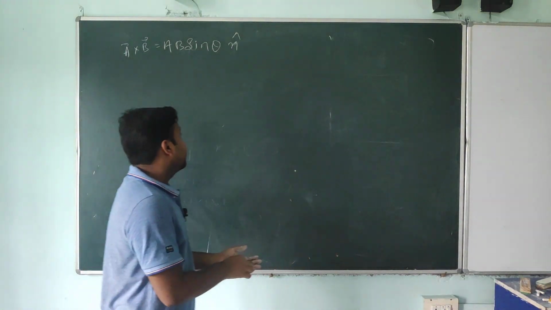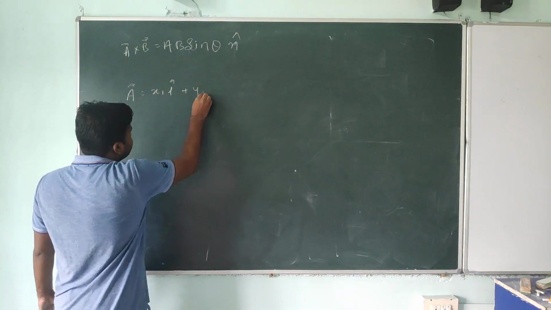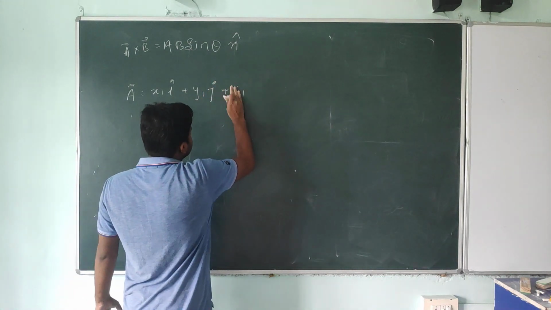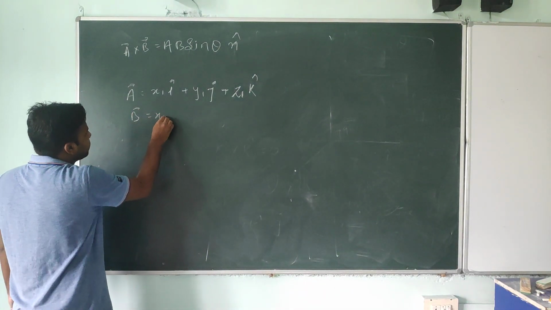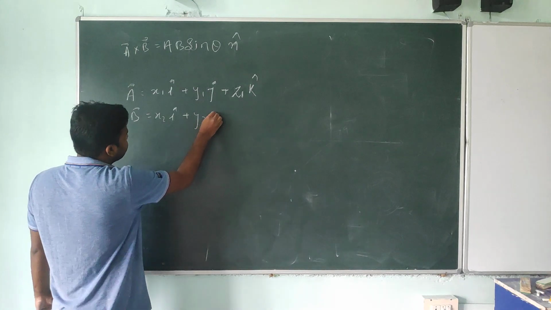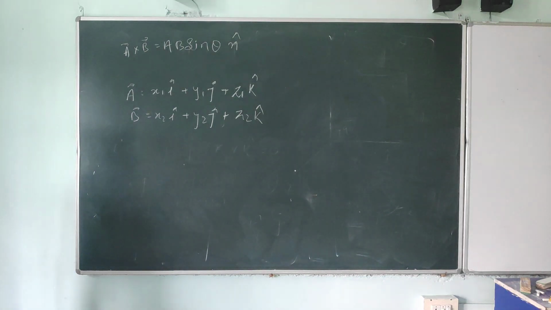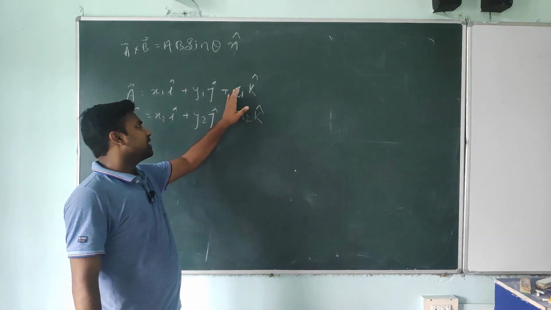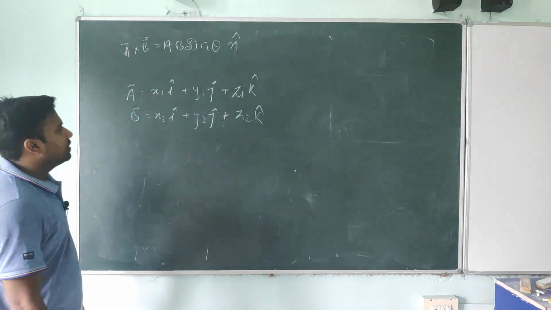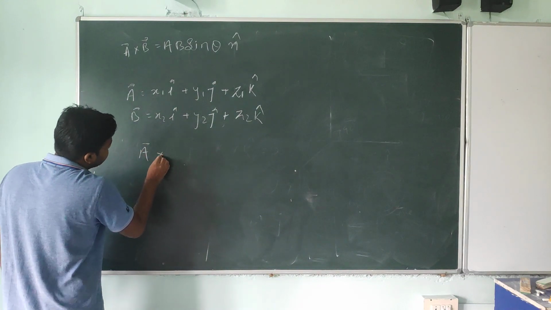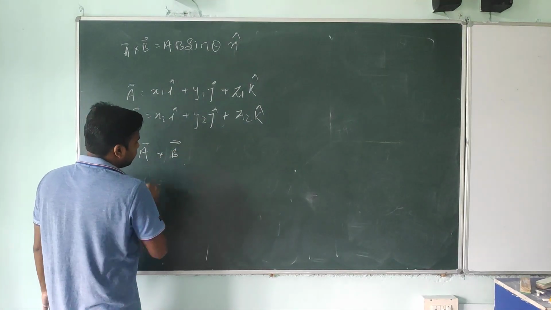Okay, student, we have again a vector a = x1 i cap + y1 j cap + z1 k cap, and the b vector is x2 i cap + y2 j cap + z2 k cap. Try to understand. And if you want to take the cross product a cross b, I am assuming this is the c vector we are getting.